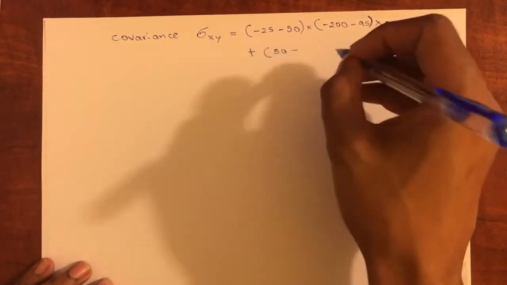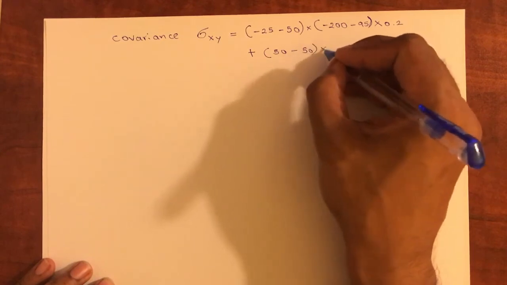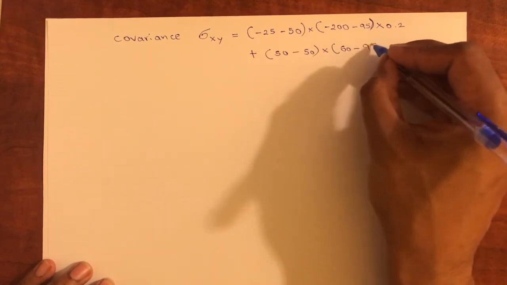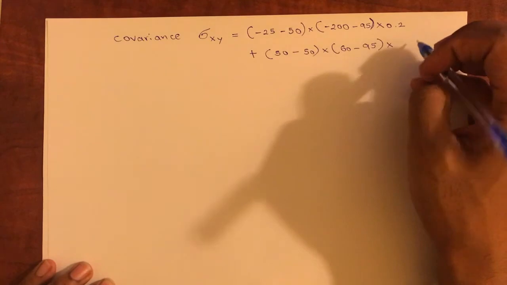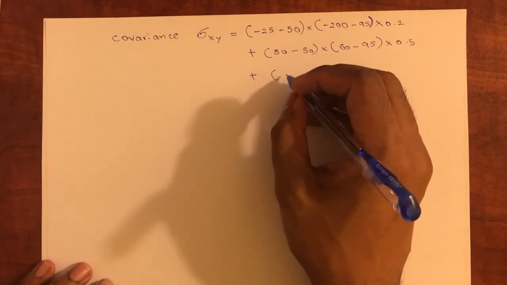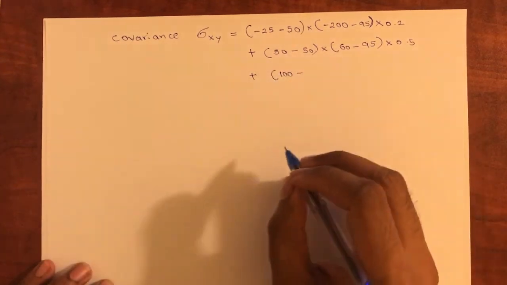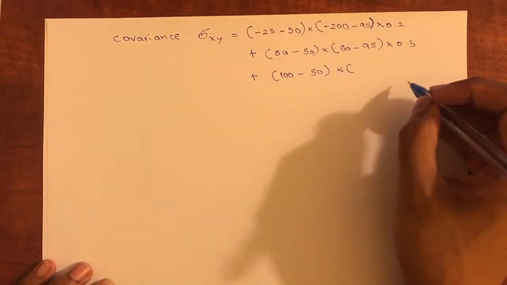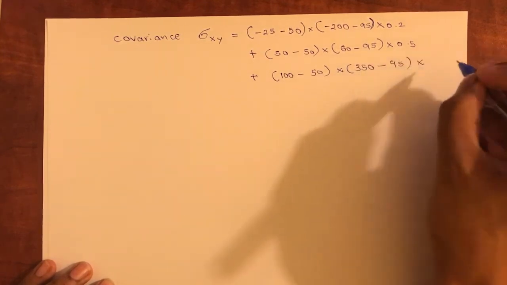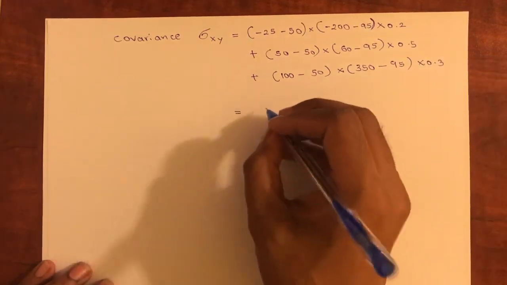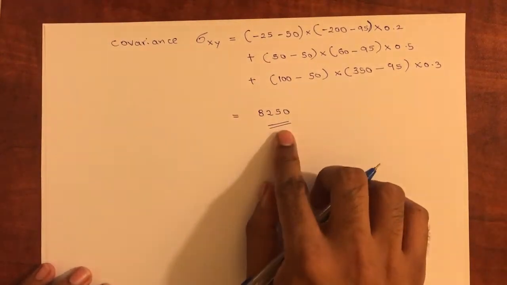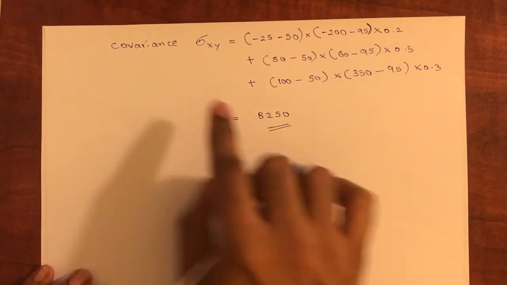is 50 minus the expected value of x, 50, into the second data point pertaining to y, 60, minus the expected value of y, 95, into the probability associated with these two data points, 0.5, plus the final third data point associated with x is 100 minus the expected value of x, 50, into the data point pertaining to y, 350, minus the expected value of y into 0.3. When you calculate this, you will get a positive answer, 8250. So you have got a positive, large positive answer for covariance.